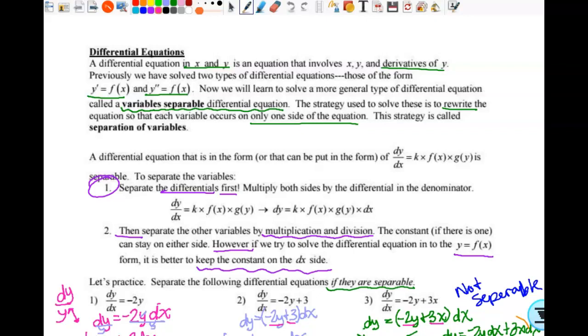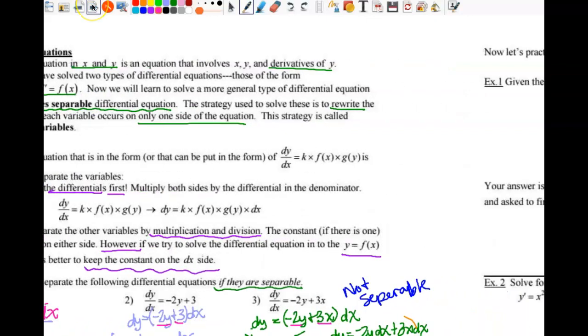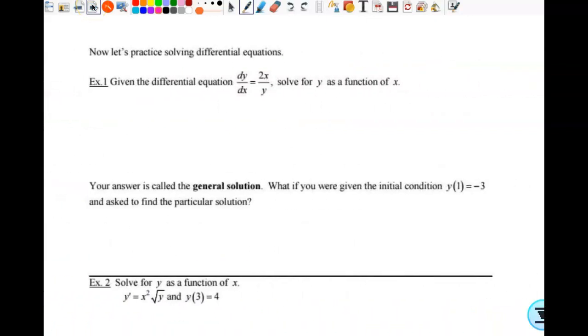Yesterday we worked on separating them, right, to understand how to separate different ones. Today we're going to work on actually solving them, okay? So we have, given the differential equation dy over dx equals 2x over y, we're going to solve for y as a function of x. So the first step is to separate like we did yesterday.